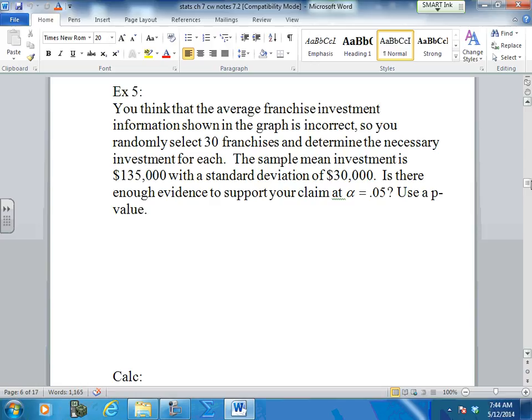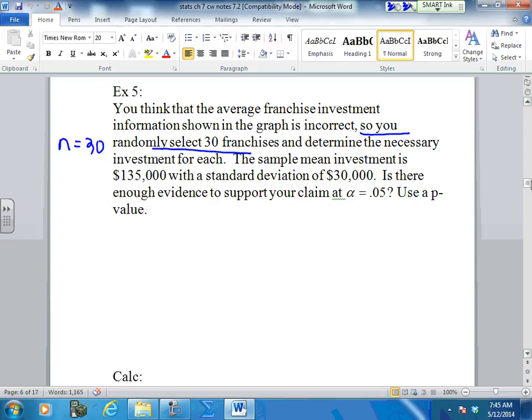Okay, you think that the average franchise investment shown in the graph is incorrect. So if you look at the graph on page 351, they give you percentages here of investment franchises. So now, you think it's incorrect. So you randomly select. If you think it's incorrect, you're challenging what's there. This is not the claim. The claim is what's there. You're challenging this. This is your sample.